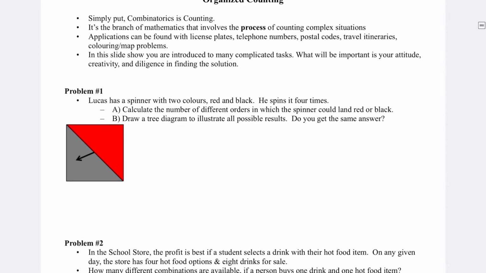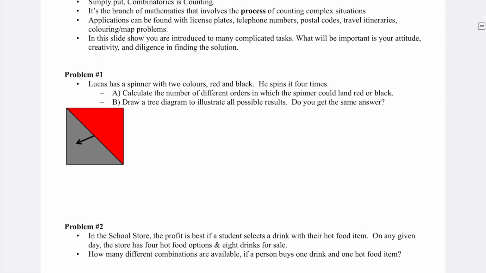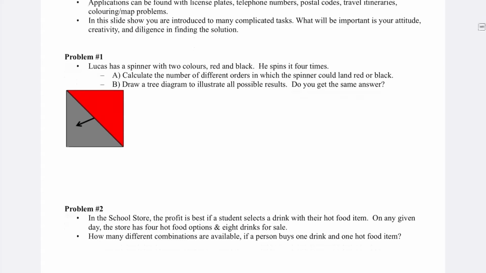In this sheet, you are introduced to many complicated tasks. What will be important is your attitude, your creativity, and your diligence in finding the solution. So problem number 1 here. Lucas has a spinner with 2 colors. It's got a red and a black side. He spins it 4 times. Calculate the number of different orders in which the spinner could land red or black. Draw a tree diagram to illustrate all possible results. Do you get the same answer? I'm going to leave it to you to try and figure out how many different answers there are and to list them all. But I'll give you the hint that the answer here is 16.